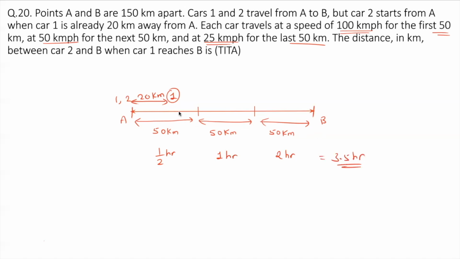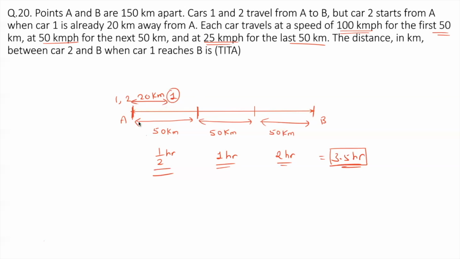Now, guys, don't you think car 2 also will take the same time to cover the distance from A to B? Just that car 2 is starting a bit late as compared to car 1, right? So as you can see, car 2 will also cover the distance from A to here, 50 kilometers, in half an hour, the second 50 kilometer patch in 1 hour, and the last 50 kilometer ride in 2 hours. So car 2 will also cover the same distance in the same time of 3.5 hours. The only difference is that car 2 will start sometime later after car 1.